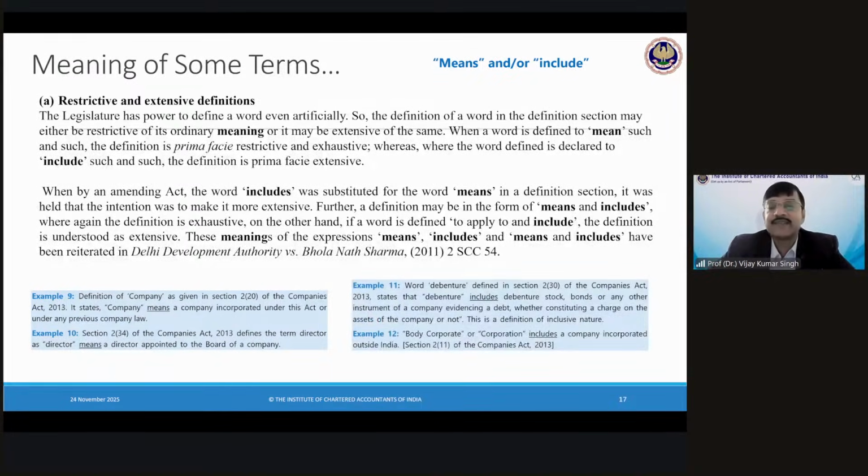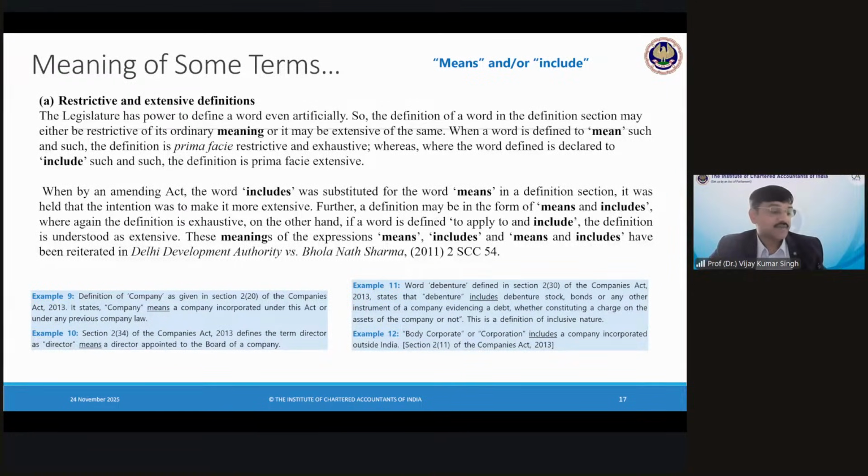Let us look at another example. The word debenture is defined in section 2 subclause 30 of the Companies Act, and it states the debenture includes debenture stock, bonds, or any other instrument of a company evidencing a debt. So here you can see the word includes is used, and it further says any other instrument of a company evidencing a debt, whether constituting a charge on the assets of the company or not. This is a definition of inclusive nature.